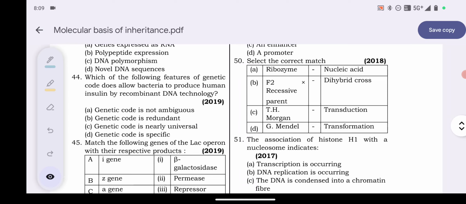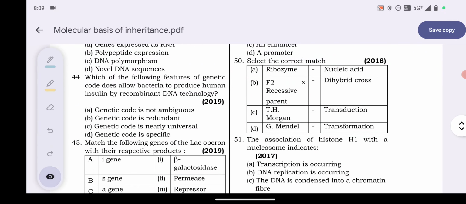Ribozyme: nucleic acid. F2 plant: dihybrid cross. TH Morgan: transduction. Gregor Mendel: transformation. The correct match will be option A. Ribozyme is a type of nucleic acid. Ribozymes are ribonucleic acids that act as an enzyme and catalyst to the biochemical reactions. Others are wrong ones.